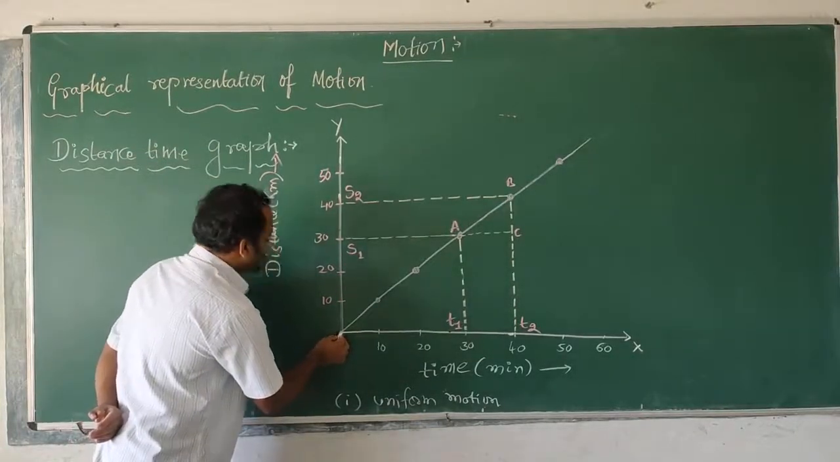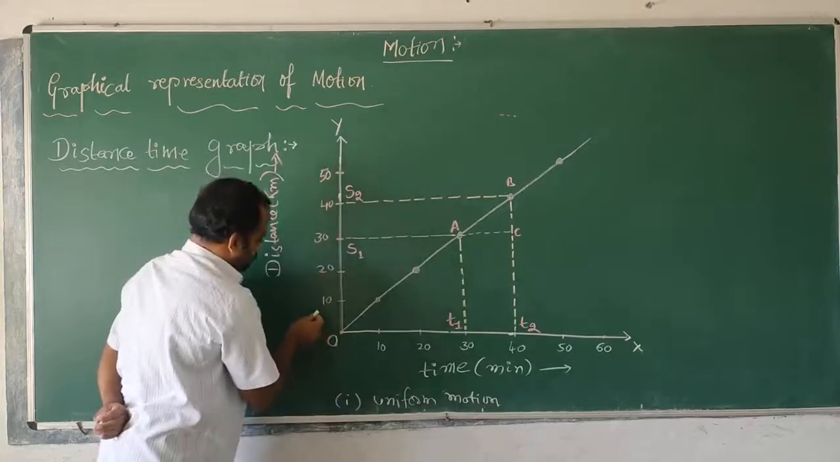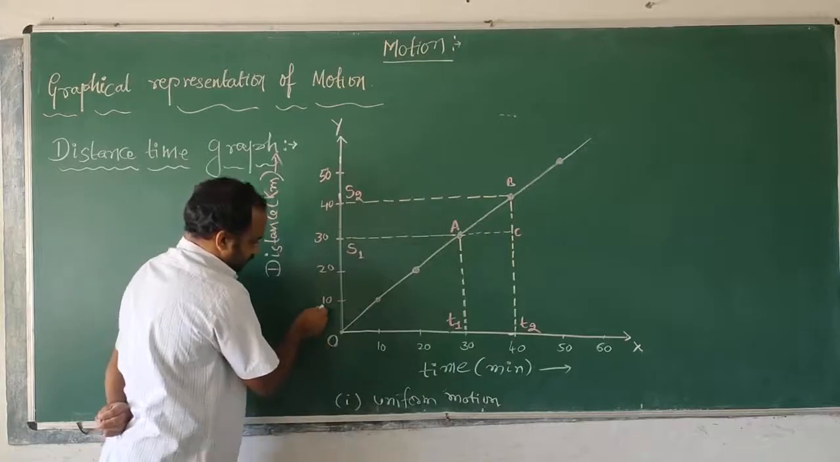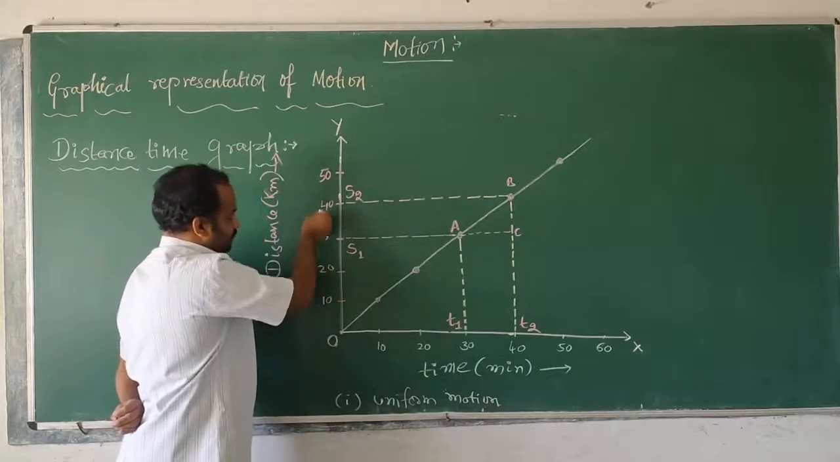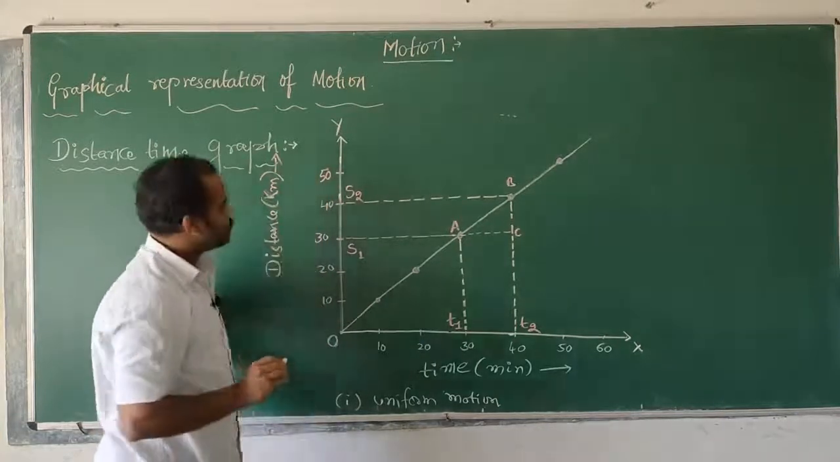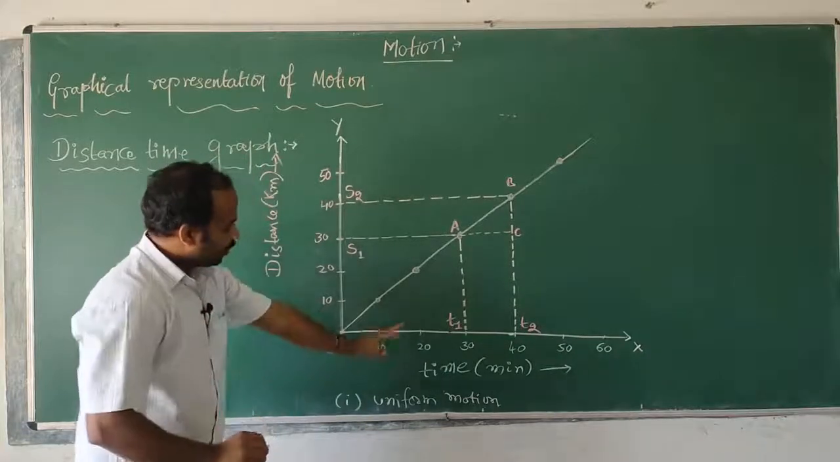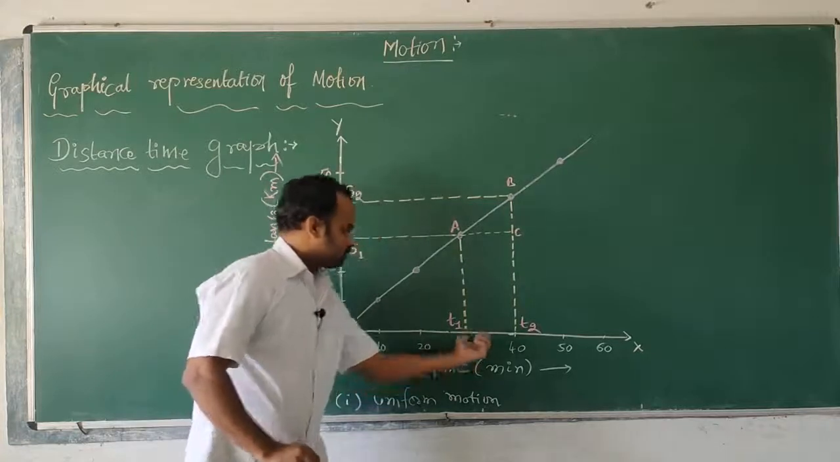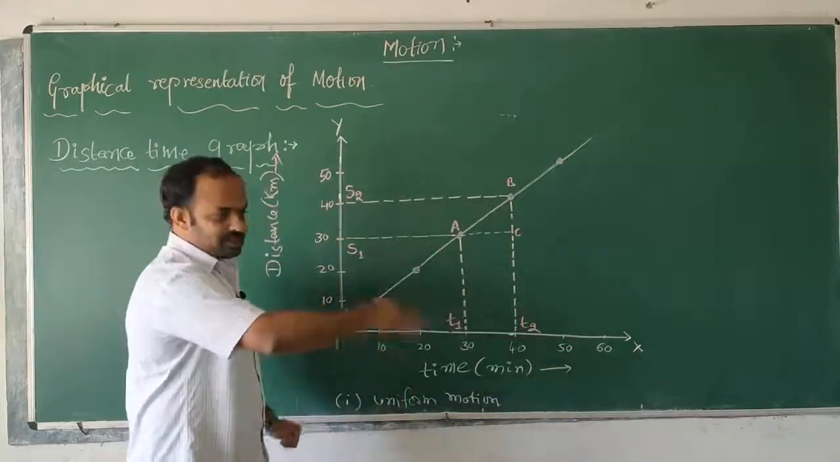Look here, from O we take along the y axis distance in kilometers: 10 kilometers, 20 kilometers, 30, 40, 50 kilometers, and so on. Similarly on the x axis we take time: 10 minutes, 20 minutes, 30, 40, 50, 60 minutes, and so on.